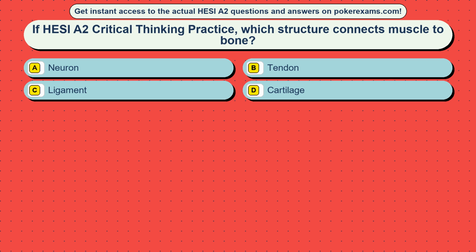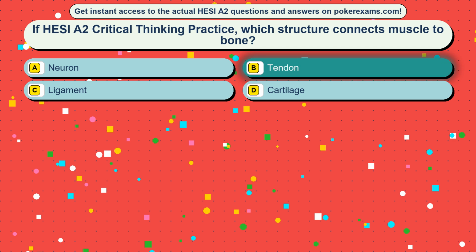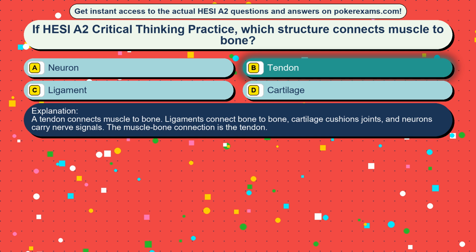Question 20. If HESI A2 critical thinking practice, which structure connects muscle to bone? Option A, neuron. Option B, tendon. Option C, ligament. Option D, cartilage. The correct answer is option B, tendon. A tendon connects muscle to bone. Ligaments connect bone to bone, cartilage cushions joints, and neurons carry nerve signals. The muscle-bone connection is the tendon.